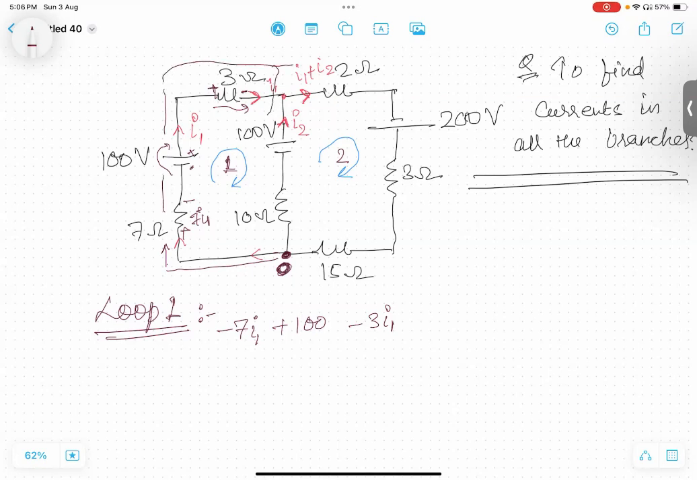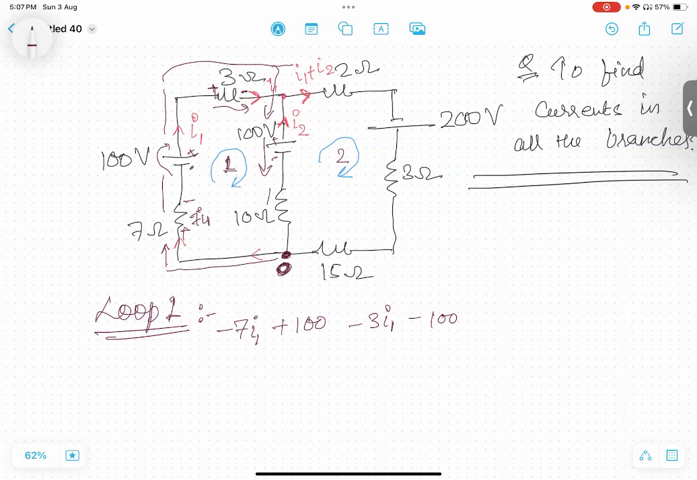I have to complete the loop. So I'm coming in this direction. I will cross this battery. I will see that this is plus, this is minus. So if I follow the loop direction, I'm going from plus to minus. So if I'm going from plus to minus, I lost some potential. So it will be 100, whatever is the potential difference across the battery.